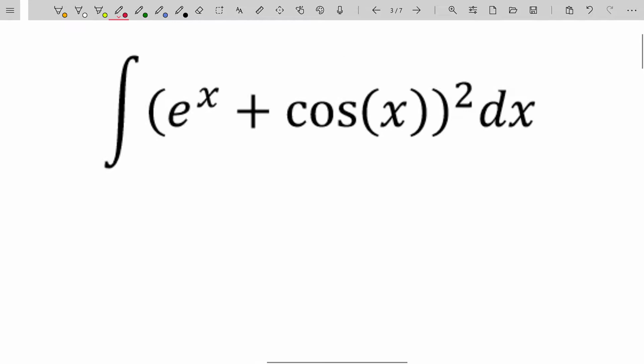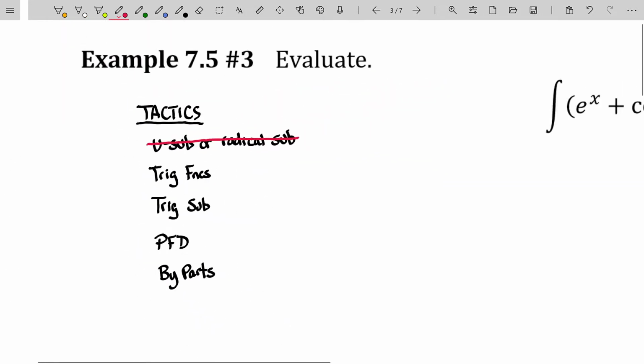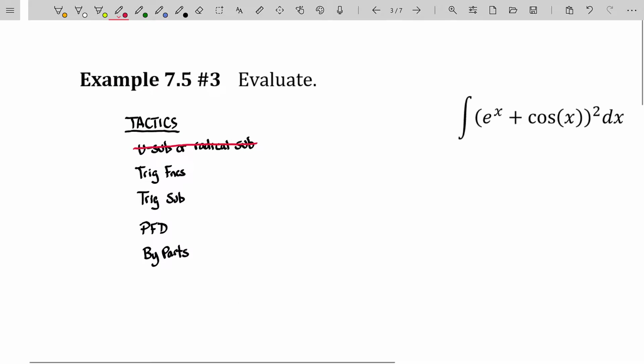I can easily look ahead and see that all I need to really do is square this out. I'll get a cosine squared. And so the trig functions, the tactics listed in that material, are going to be very important at that point. And that will also mean that by parts will be very powerful as well. So I'll go ahead and keep the by parts because I know by parts is going to come into play because we'll have an e to the x times cosine of x.